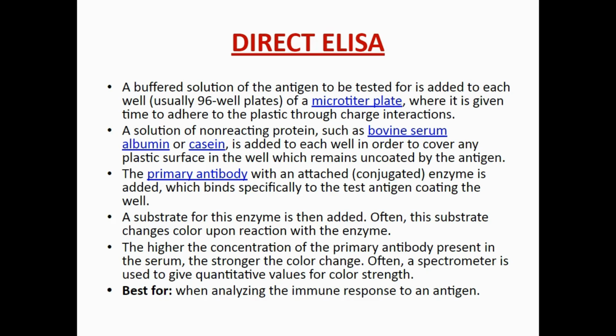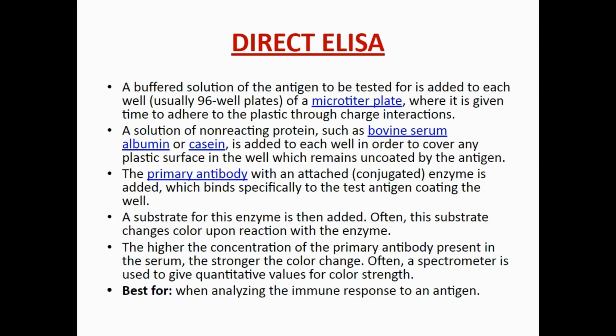So the first two steps, addition of a buffer solution and an addition of a non-reacting protein, which is BSA or the bovine serum albumin, these two steps are followed in all the types of ELISA. You have to add a buffer solution and a non-reacting protein in your wells while performing any type of ELISA.